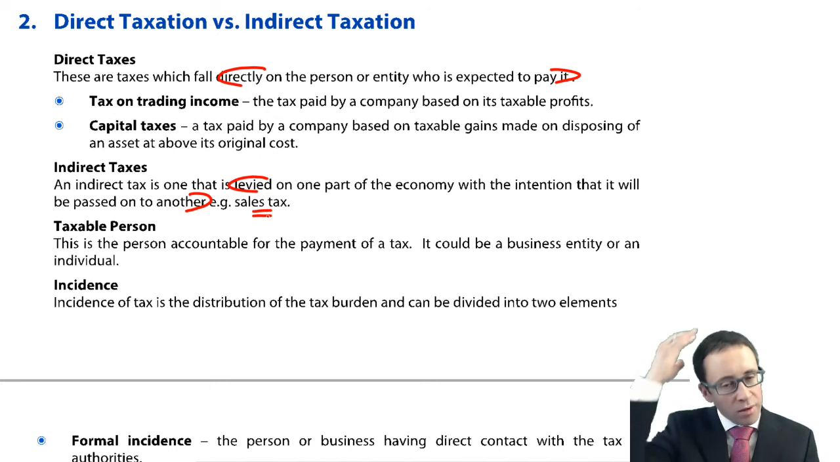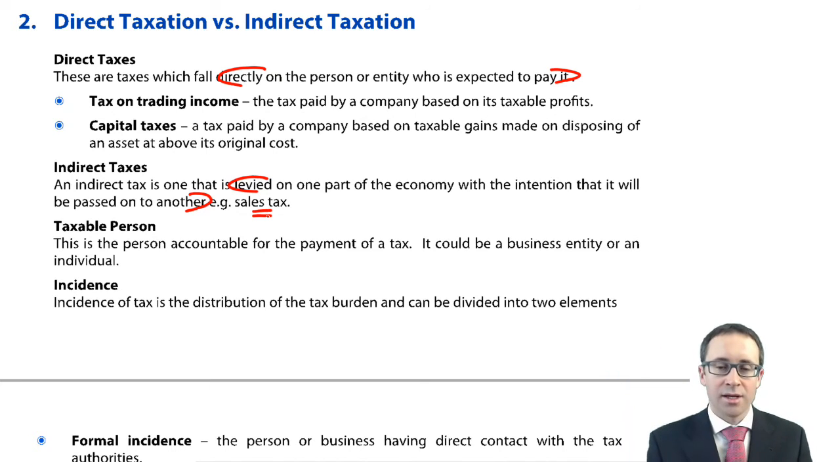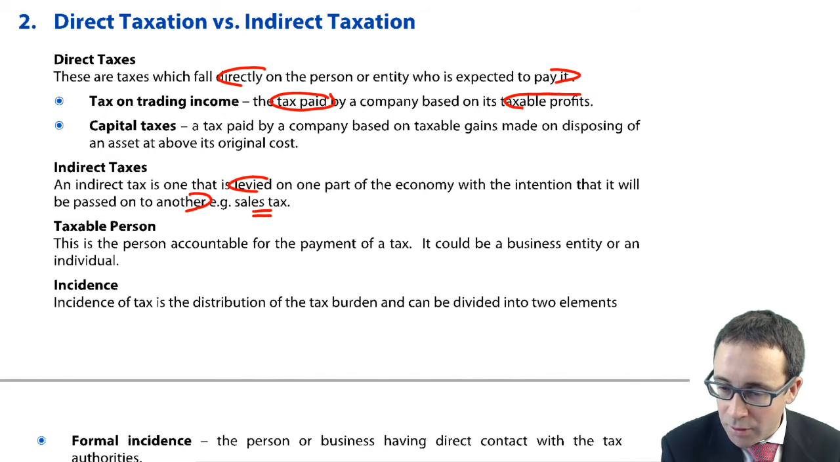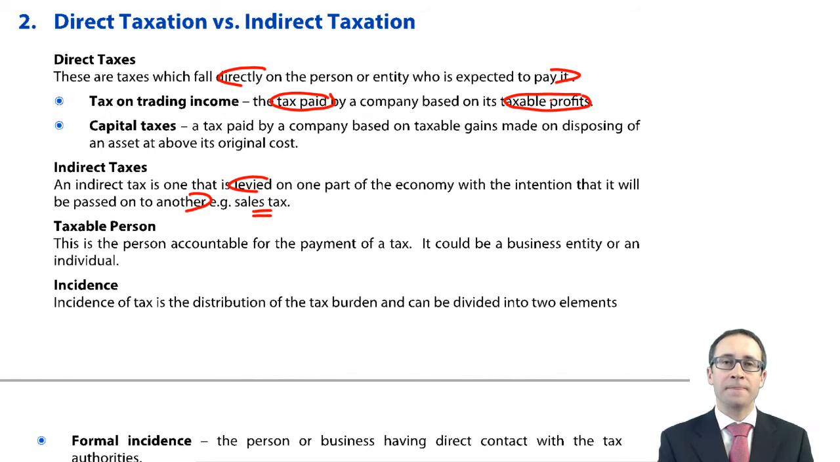You've got a couple of examples there of direct taxes, whereby it falls directly on the business expected to pay it. So tax on your trading income: the tax by a company is paid based upon your taxable profits, isn't it? Okay, and you prepare that tax computation. We've talked about the accounting for the tax previously, but the tax that is paid directly to the government, isn't it, by the company. Also, as we'll touch upon later on, capital taxes.